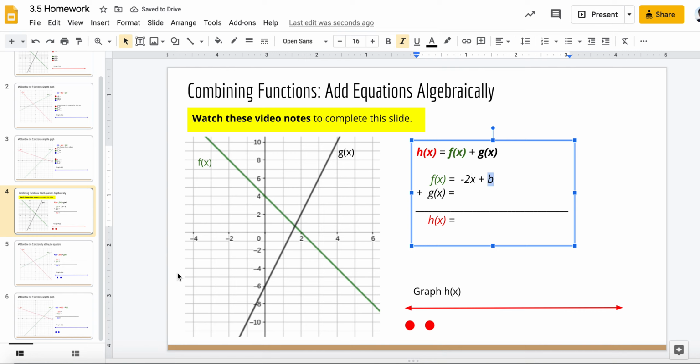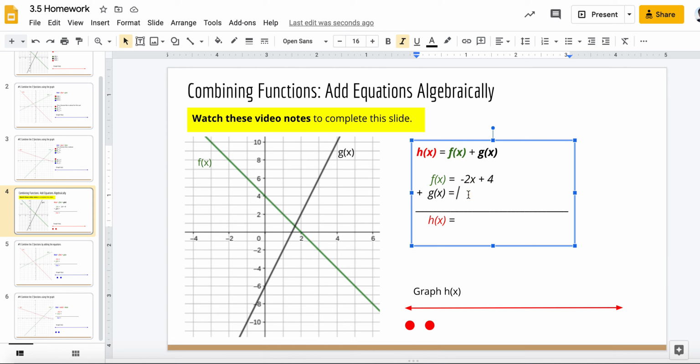B is the y-intercept. That's where this line crosses the y-axis. That's right here at a y of 4. So y-intercept of 4. And here is my equation for the f of x function. Now let's do the same thing for g of x.